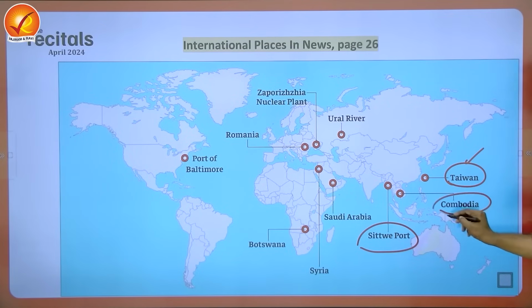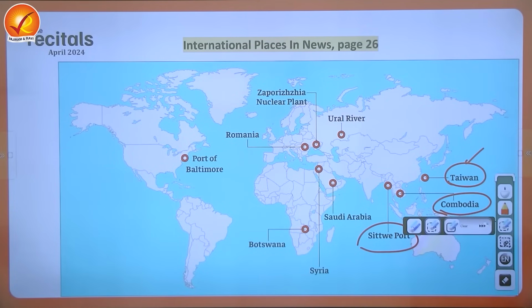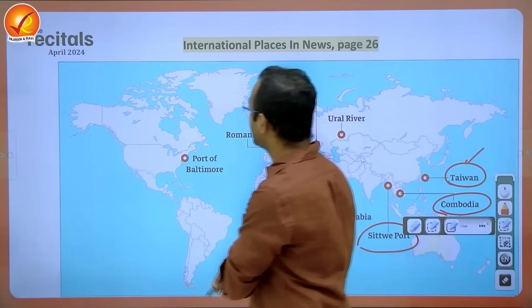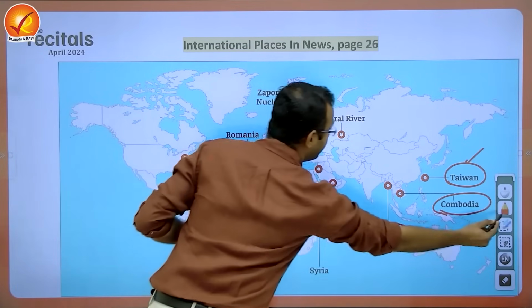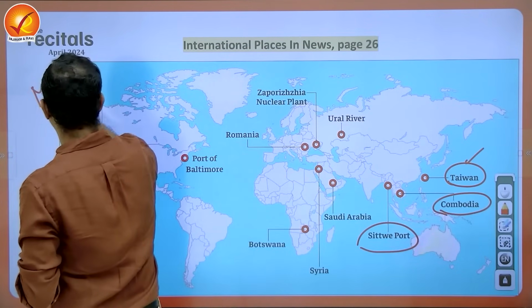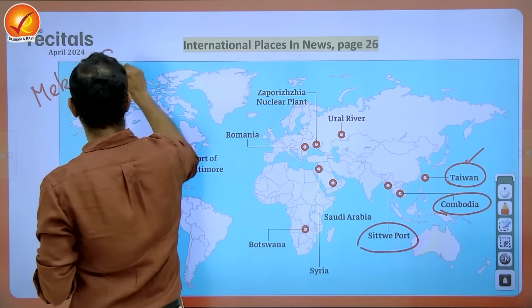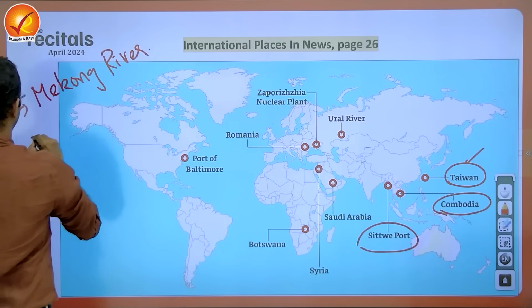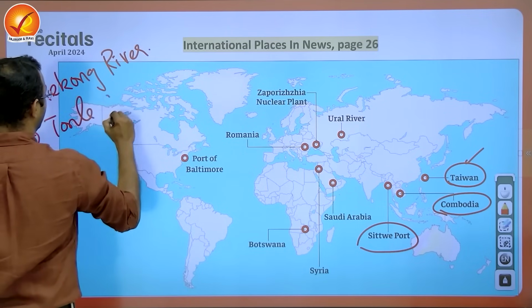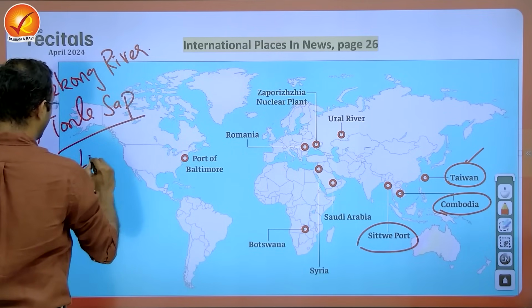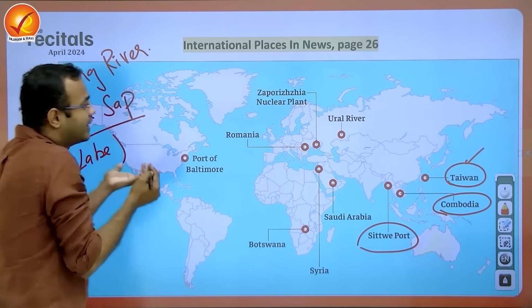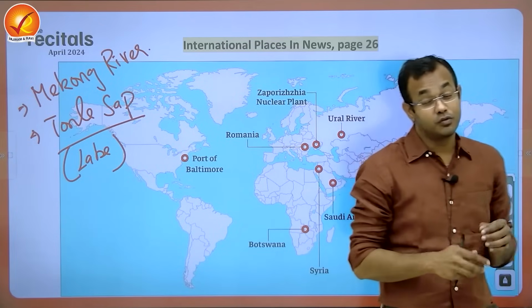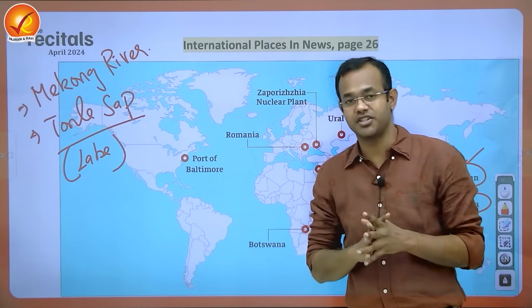Moving to the next and last location, Cambodia. The two most important geographical features of Cambodia are the Mekong River, one of the most important rivers of Asia, and Tonle Sap, which is a lake, the great lake of Cambodia, and one of the most important lakes in Southeast Asia as well. Thank you.